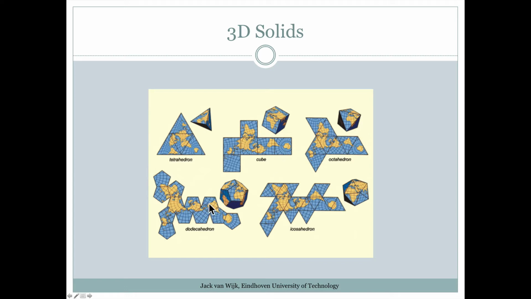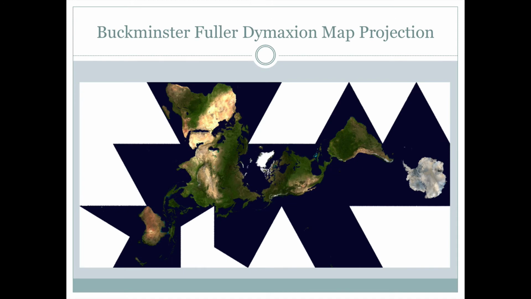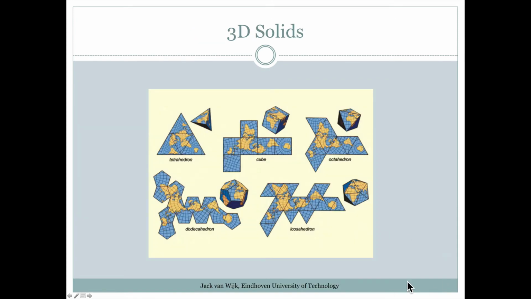We could use a dodecahedron, shown here, which is comprised of these five-sided pentagons. Or we could use any sort of combination of triangles, like this octahedron here or this icosahedron here. Once we project onto this 3D solid, we just flatten out the surface of that solid and we have a map projection. This is one example, shown previously as this icosahedron example.